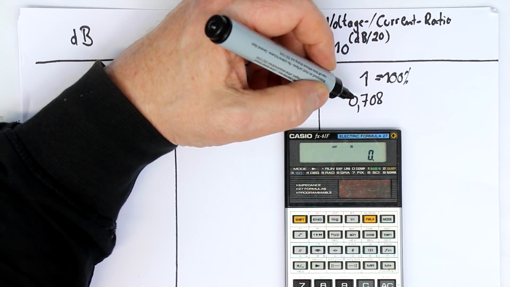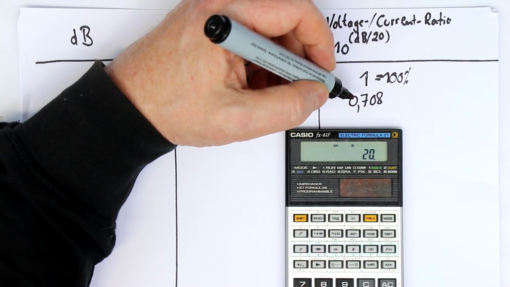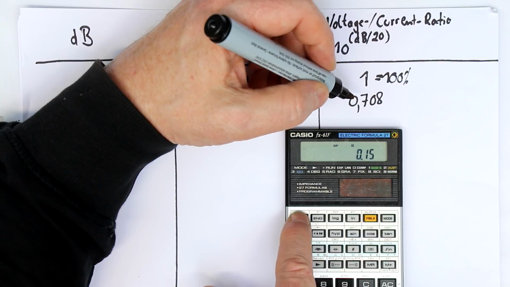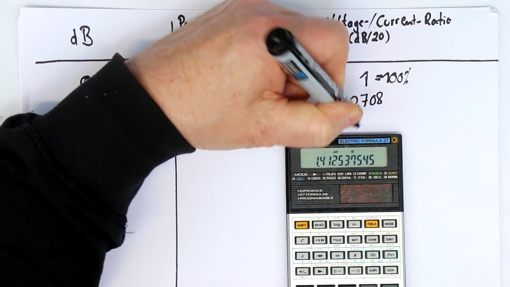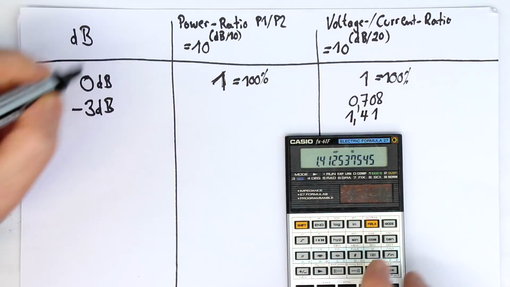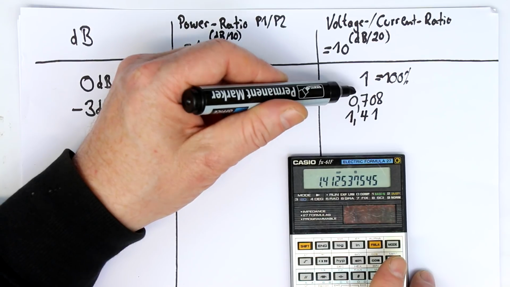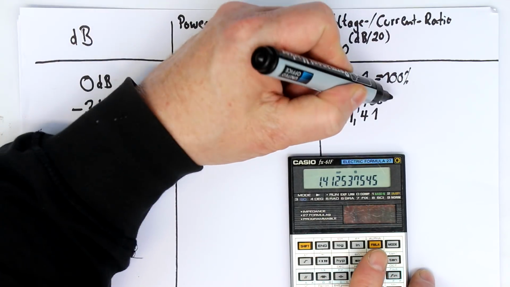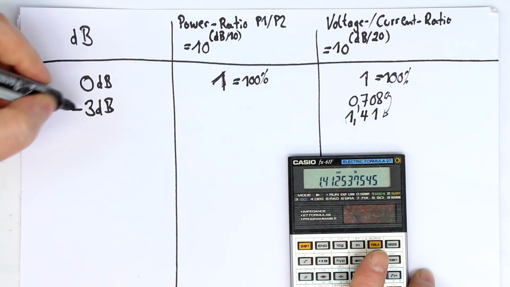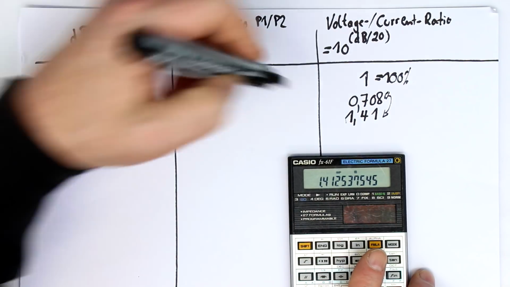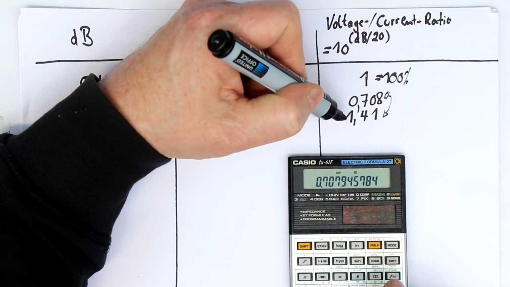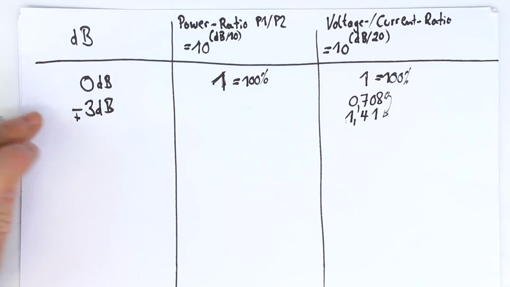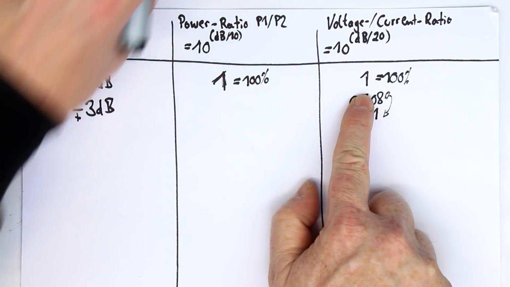If we want to know the factor of plus 3 dB, we divide 3 by 20 and then again raise it, and we get 1.41 and so on. And that's exactly the square root of 2. So plus and minus 3 dB differ only by being the reciprocal. So a minus value is always smaller than 1.